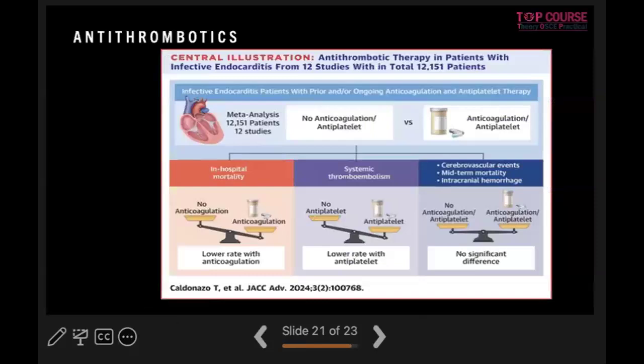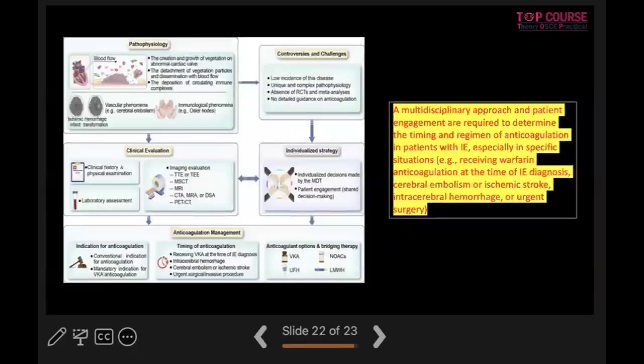When should we give antithrombotics, let it be antiplatelet or anticoagulation? There is no definite guideline with respect to American or European, but there was a meta-analysis in 2024 which says that in patients with infective endocarditis who were on anticoagulation, the risk of hospital mortality was less and systemic thromboembolism was less, but with respect to cerebrovascular events or intracranial hemorrhage, there was no major difference. Okay, so when you're deciding on the antithrombotics, seeing the patient profile and individualizing the protocol based on the patient profile will help rather than having a universal fixed protocol for anticoagulation. Okay.